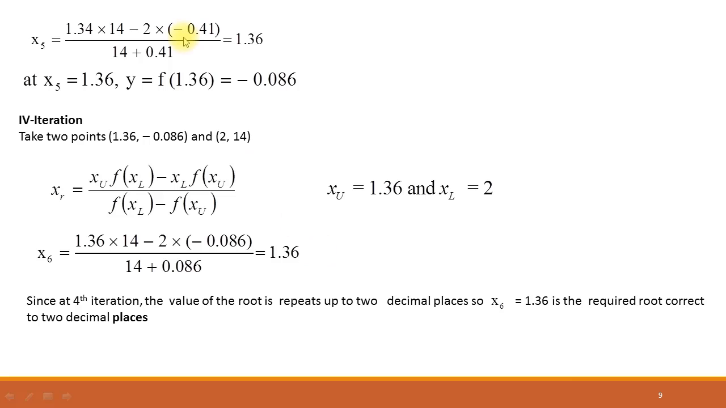So dear students, note that the fifth root is also 1.36 and the sixth root is also 1.36. Since in this fourth iteration we have the value of a root which repeats up to 2 decimal places, the sixth root is the required root correct to 2 decimal places.